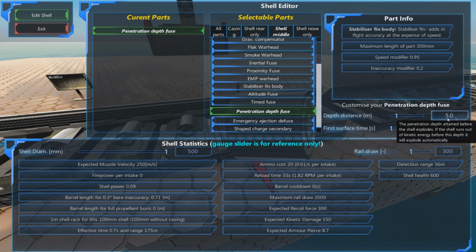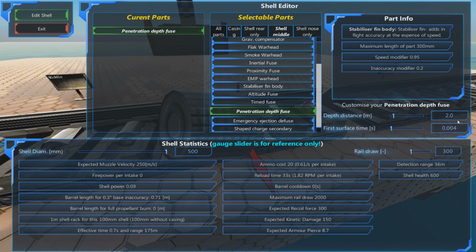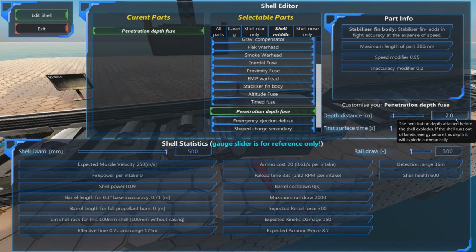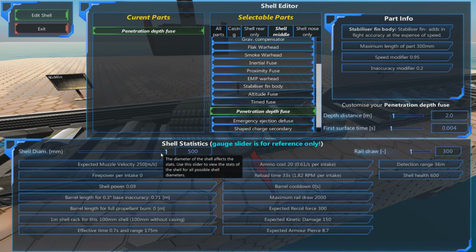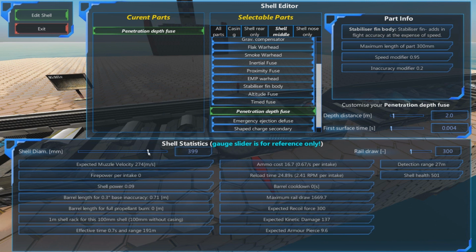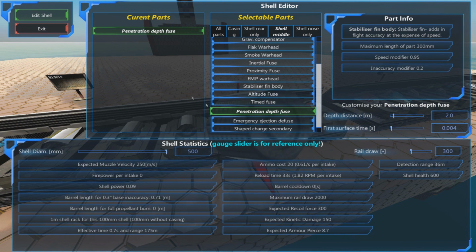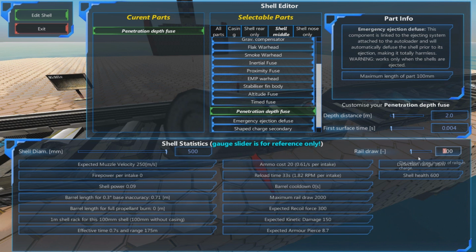If you set it too low, so say you're dealing with something with 4 meter thick armor, and you set it to 2, your shells will stop too soon. And basically, you need to match your kinetic damage and your armor piercing to whatever you're shooting at. So, generally speaking, you want big shells for this. These days, I'd say between 400 to 500 millimeter shells, and preferably with a pretty decent rail boost.